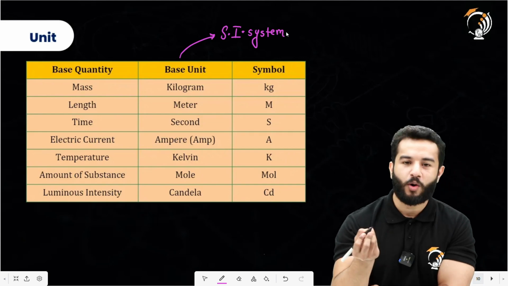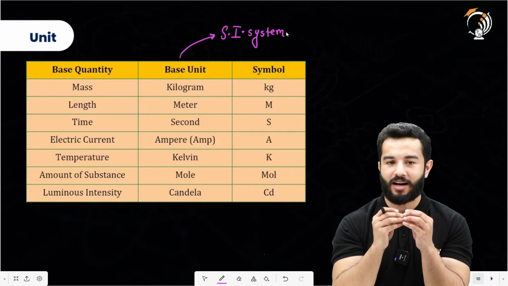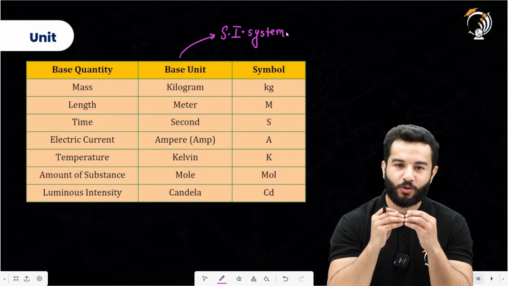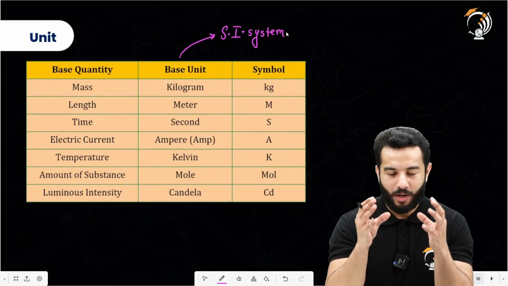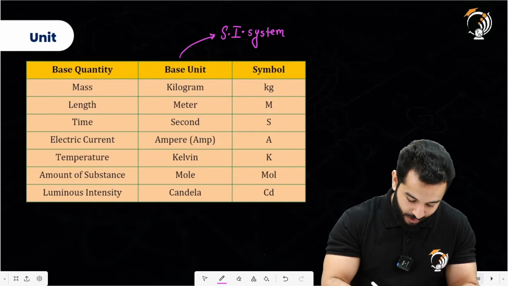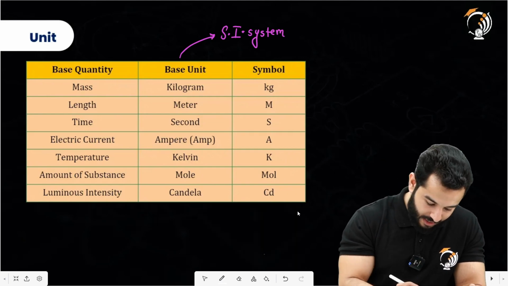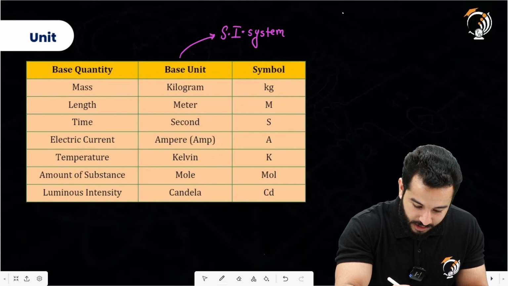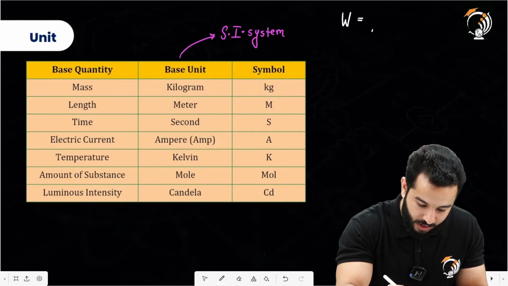And why is it so important? Because whenever you write answers in your physics paper, you are always going to write in the same system. I'll give you an example. Let's suppose a question asks about work done, and you know that work done is written as force times displacement, right?